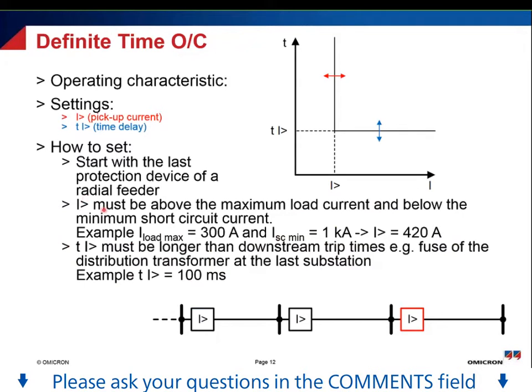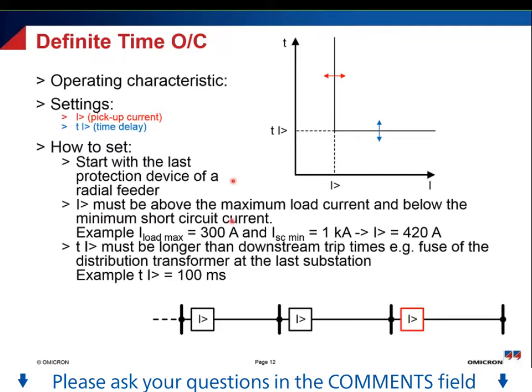Let's start with the pickup current. This must be above the maximum load current and below the minimum short circuit current. So we have two different states of the network. We have the normal state, which is the healthy state, where we only have load currents, and we have the faulty state, where we have fault currents. And to make sure that we can decide between a healthy or a normal state and a faulty state, we need to make a current setting between the highest possible load current and the lowest possible fault current.